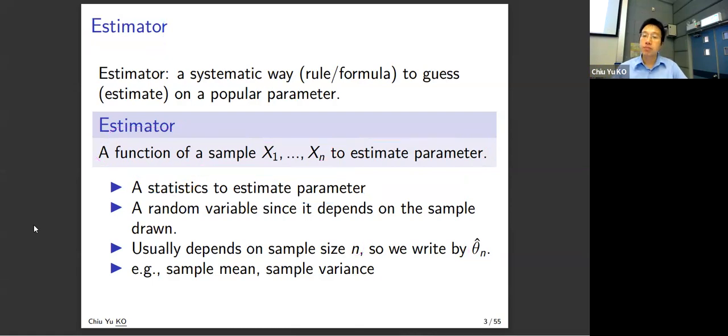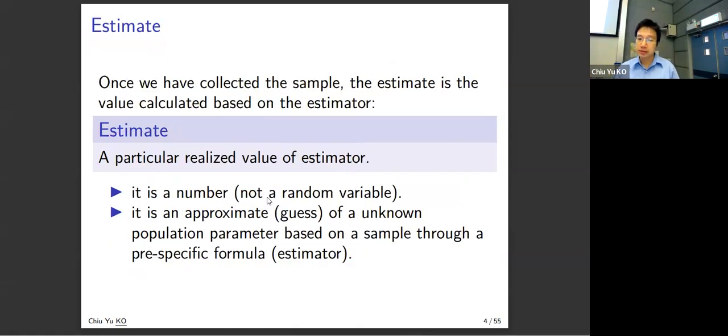Is that okay? Now, once it's done, we will define a term called estimate. An estimate has no randomness. It's not a random variable, it's data. Once you have the data, you apply your estimator rule to calculate. Suppose your data is a sample mean, and you ask one person, he's willing to pay $10,000 for the X phone. The other guy is willing to pay $20,000. The other guy is willing to pay $30,000, right? And you calculate the average of this, which is $20,000.